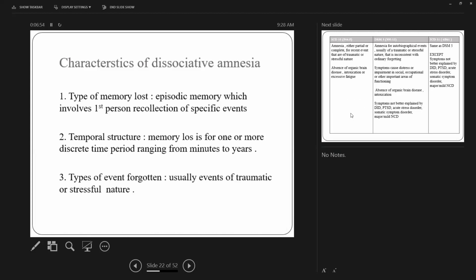Dissociative amnesia. The characteristic of dissociative amnesia is first the type of memory loss: episodic memory, which involves first person recollection of specific events. Then there is a temporal structure. Memory loss is for one or more discrete time periods ranging from minutes to years. And the type of events forgotten are usually traumatic or stressful events.